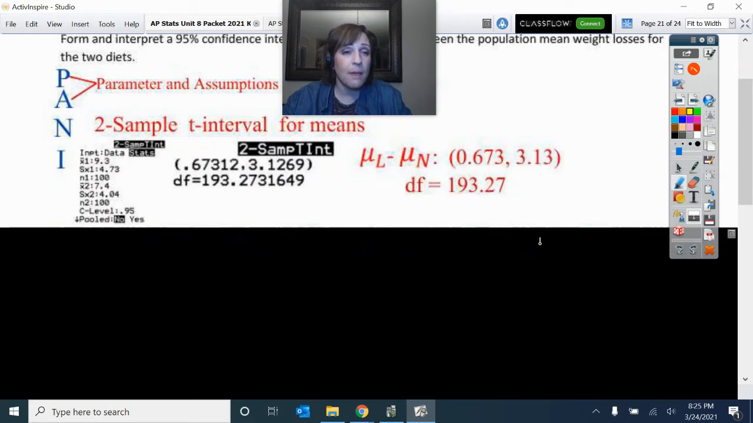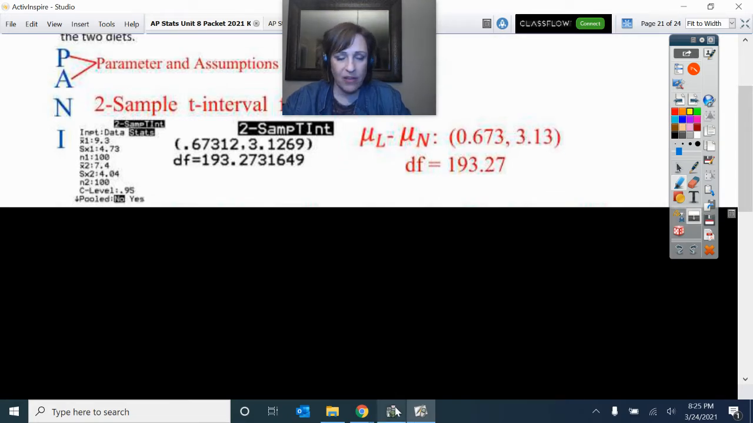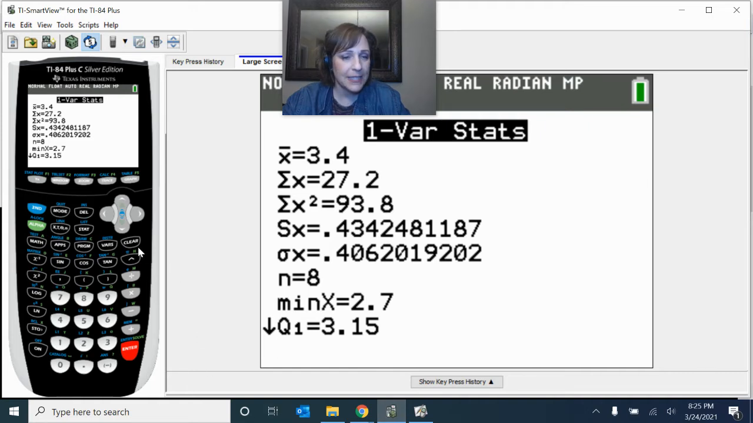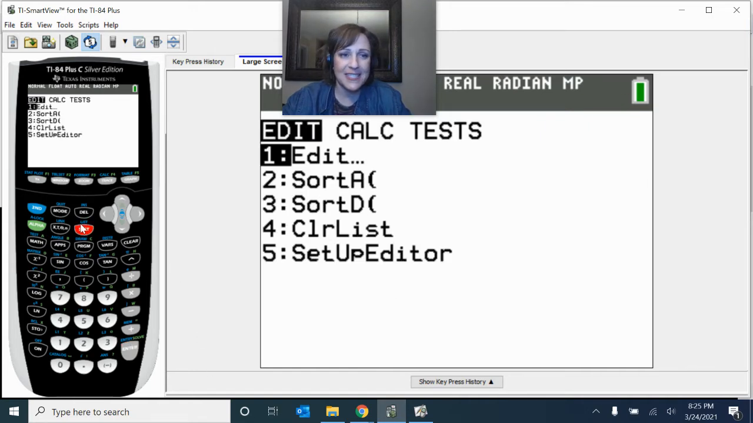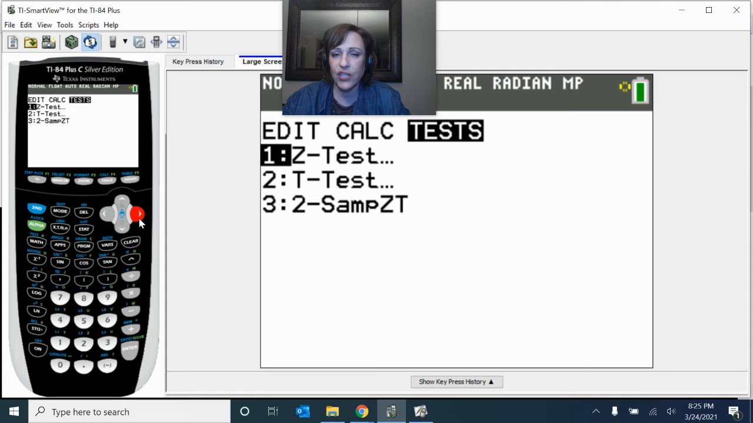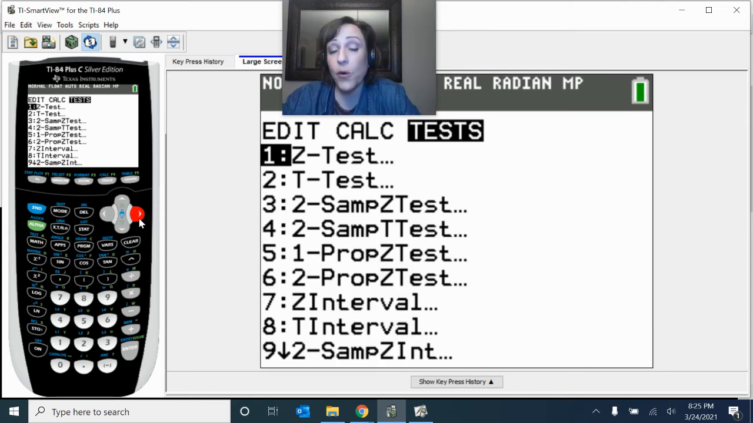So let's talk about putting this into the calculator. Get your calculator. I've got this pulled up here, and I can go in here to STAT, over to TESTS. Let's take a look at this. Remember that the 1-proportion z, numbers 5 and 6, have the word proportion in them. So those are proportions. Unless it has the word proportion, it's about means. Okay? So that's a whole lot of mean stuff going on here.